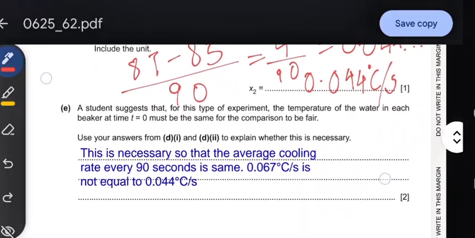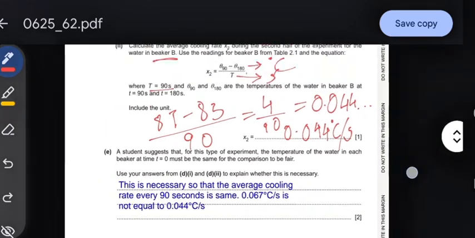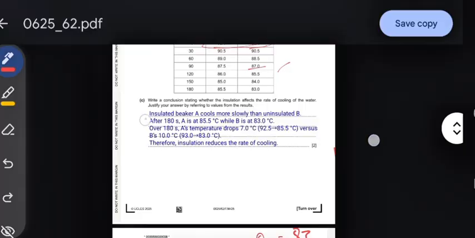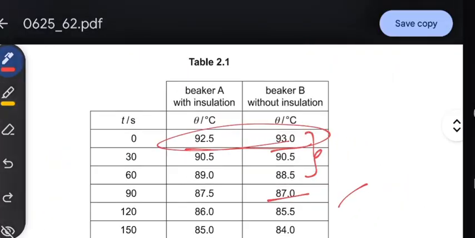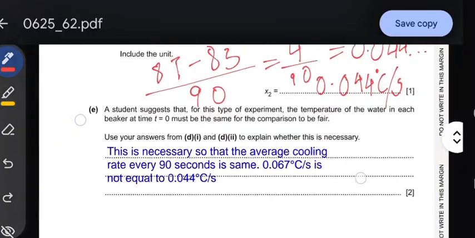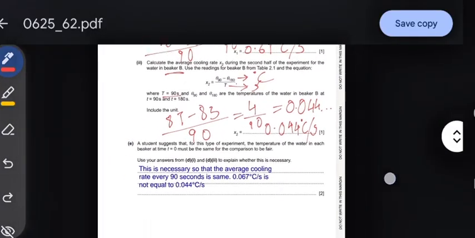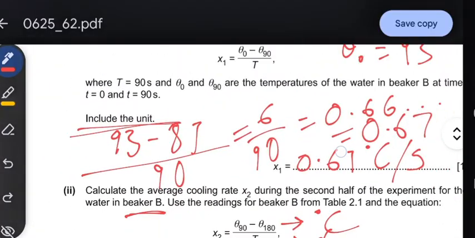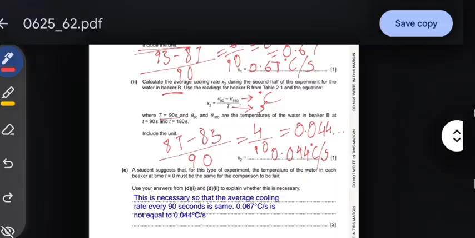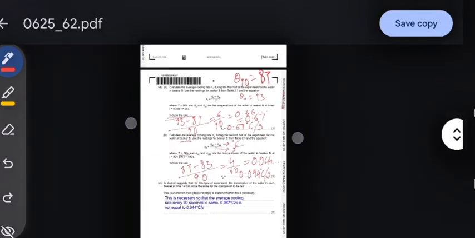Yes, this is necessary. The average cooling rate every 90 seconds is the same, right? For each beaker, the cooling rate should be the same after every 90 seconds, for beaker A and beaker B. But 0.067 degrees Celsius per second is not equal to this. It should be equal, because for every 90 seconds the average rate of cooling must be the same. Quite a lot of messy stuff over here.